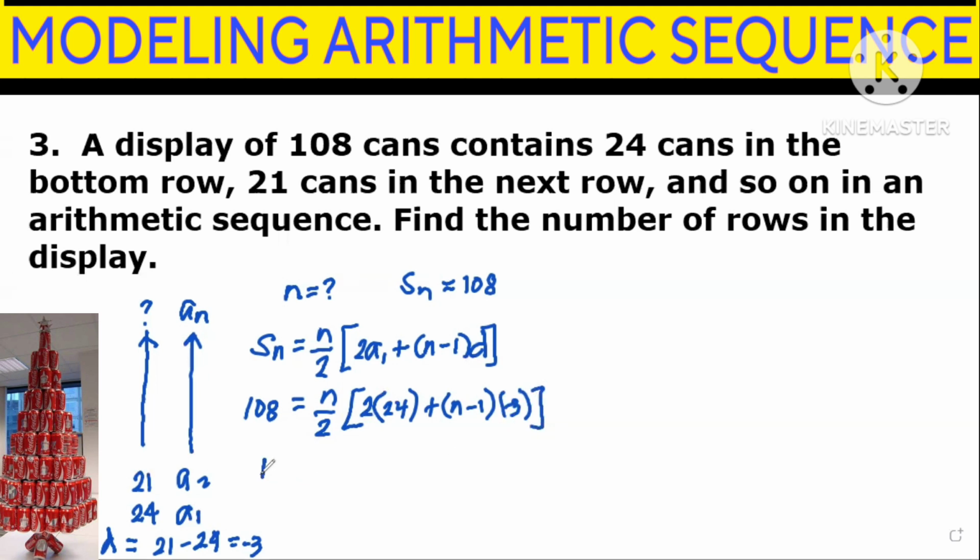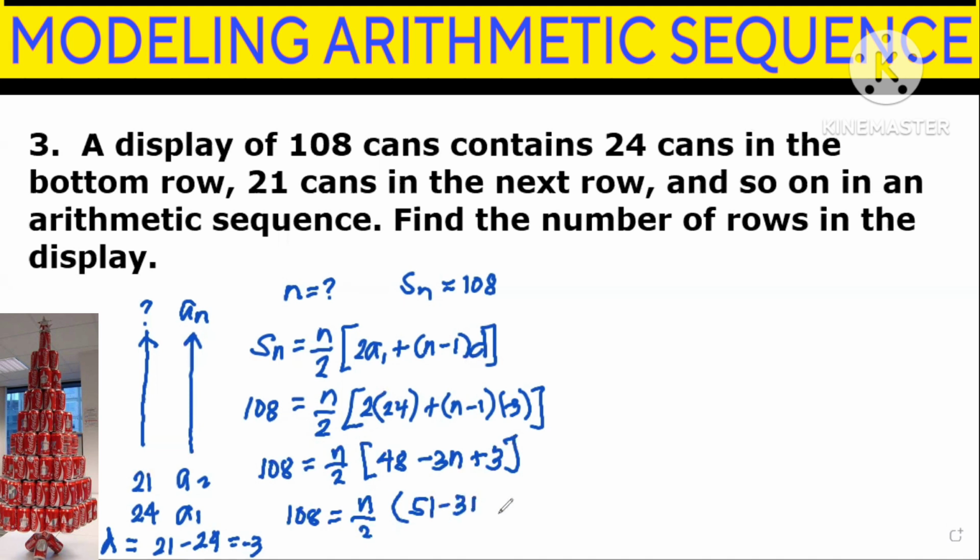So to continue, we have 108 is equal to n over 2. 2 times 24 is 48. Applying the distributive property, we have negative 3n plus 3. Now we can combine 48 and 3. So we have 108 is equal to n over 2, 48 plus 3 is 51 minus 3n.